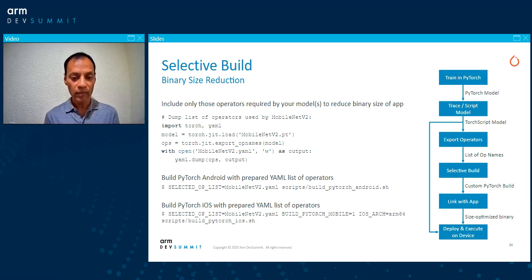The build script will ensure that only required ops are included in the library being built and other operators are excluded. This can really help save hundreds of kilobytes or more from the final binary that runs on the edge device.